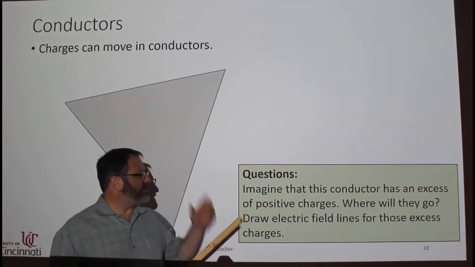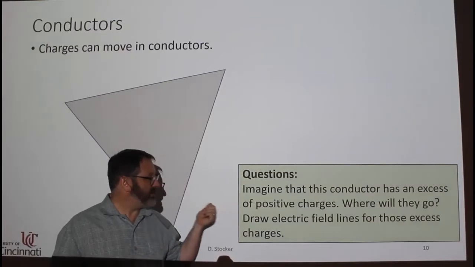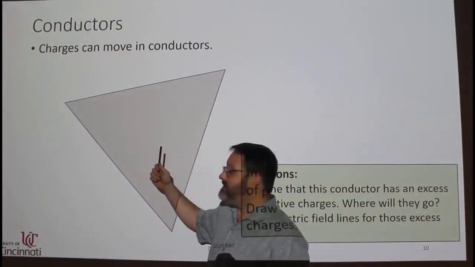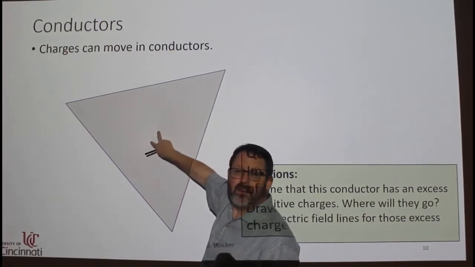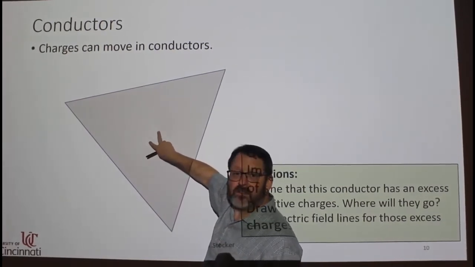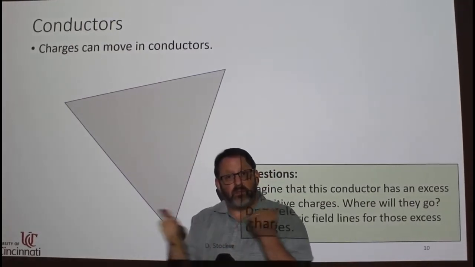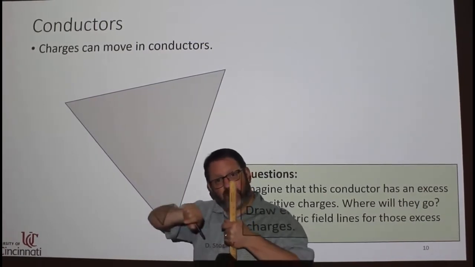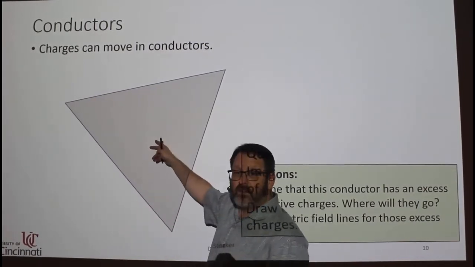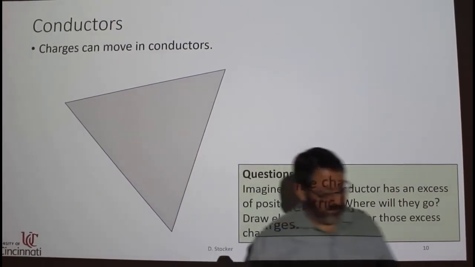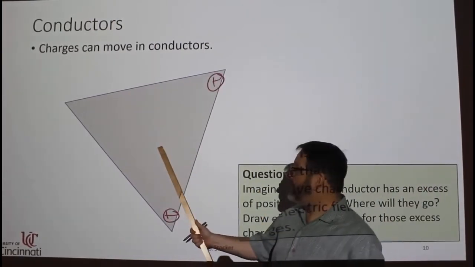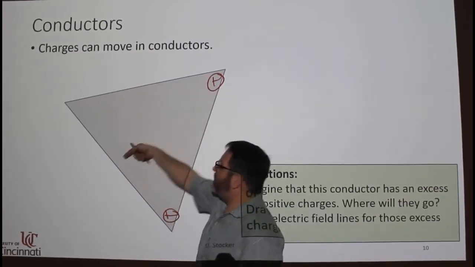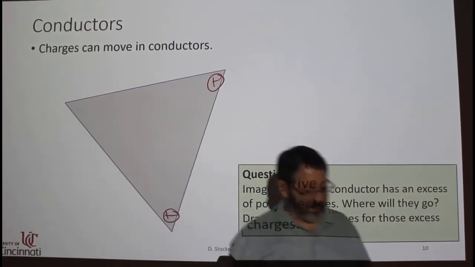So let's imagine that this conductor has an excess of positive charges. Where will they go? If I drop two positive charges in here, we saw before that if there are two positive charges, there's a force that would push them apart. Right? The electric field lines from one would push out on the other one, so they would push away from each other. So if I put two, they would run to corners like that. If I had another one, well, if I put one here, it would be forced this way from that one, and this way from that one. It would run off into the corner.